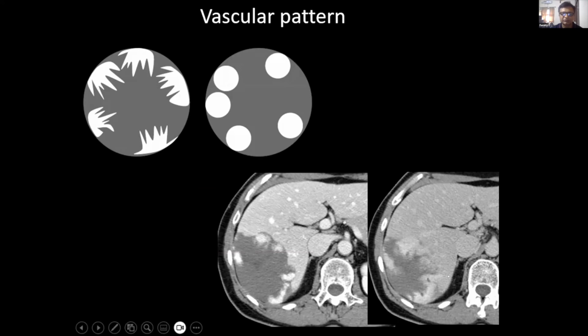That is also relatively specific, but it's not 100% specific for the hemangioma, so you do see it in some other lesions as well. I'll talk about that. If you see the peripheral nodular enhancement and centripetal filling in, it's very, very specific.